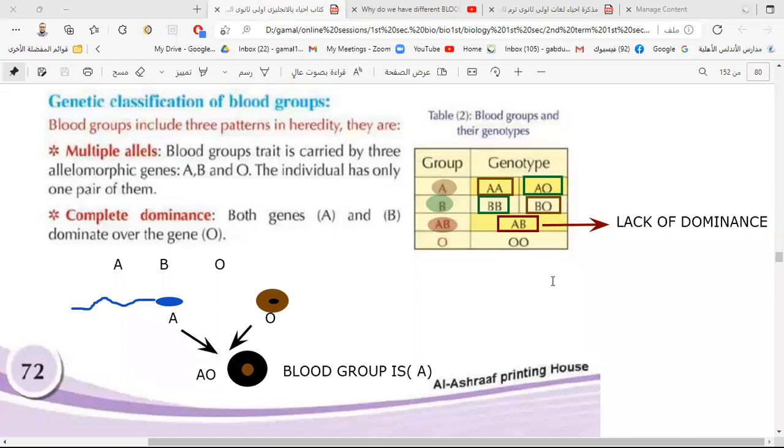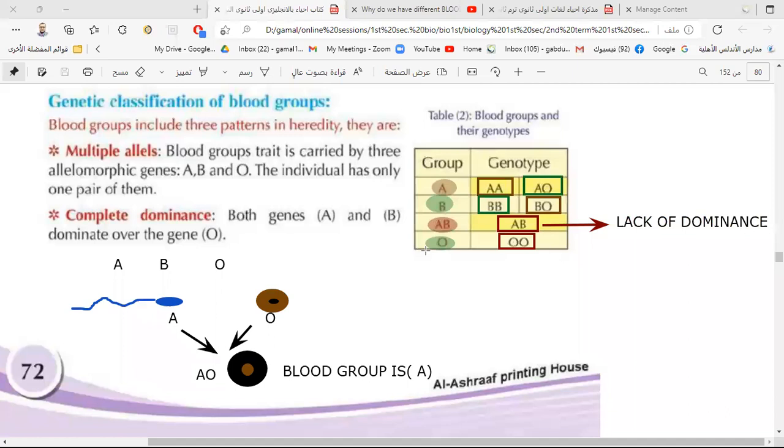Type O. When the person has blood group O, it comes only if the two genes are O. If the two genes are O, the blood group will become O. This is only in the case where the two genes are O and O, because the O gene is recessive.